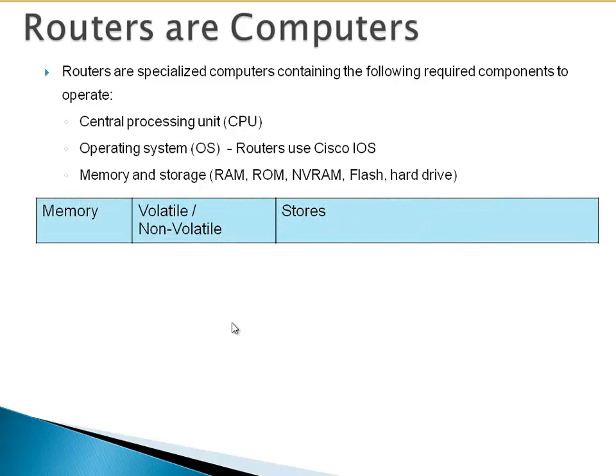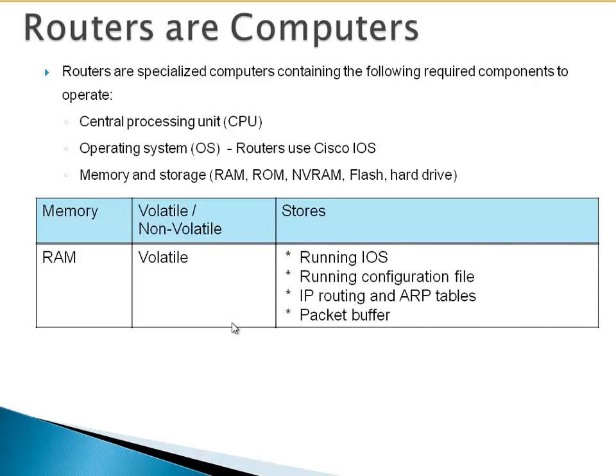So we have memory, volatile and non-volatile, and what is stored in there. Volatile means that it needs power or electricity to retain the information. Non-volatile means that it doesn't need power or electricity to retain the information. The first memory type we have is RAM, random access memory. RAM is volatile, so to retain the information, it needs power. In there, we store the running Internetwork Operating System, the running configuration file, IP routing and ARP tables, Address Resolution Protocol tables, and some packet buffering as well.